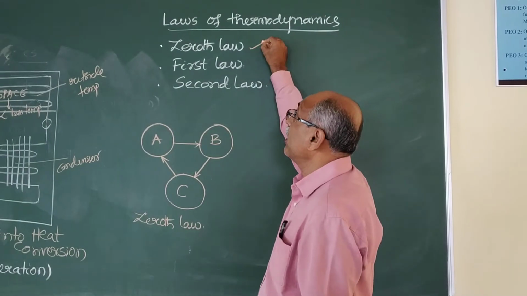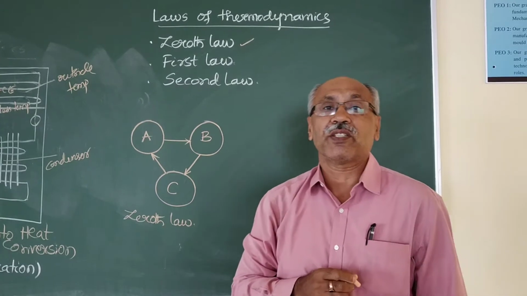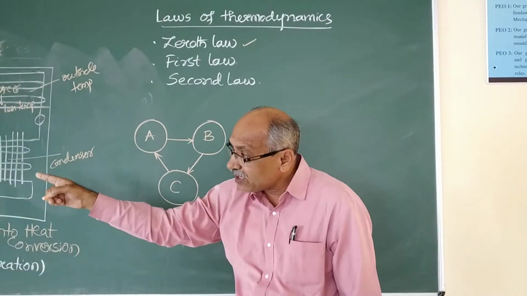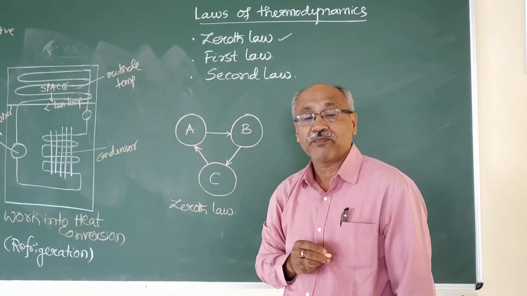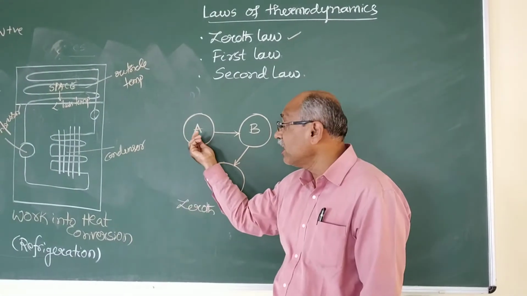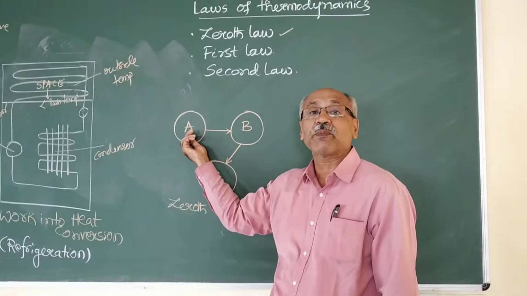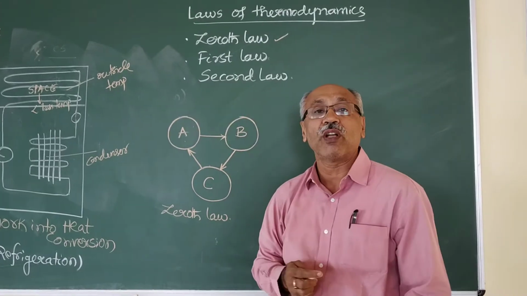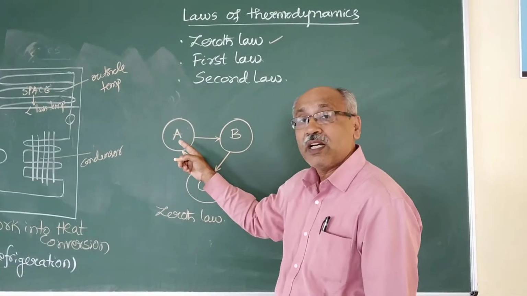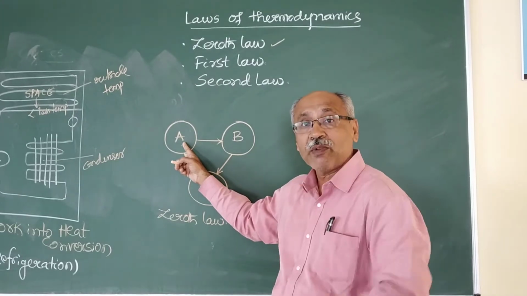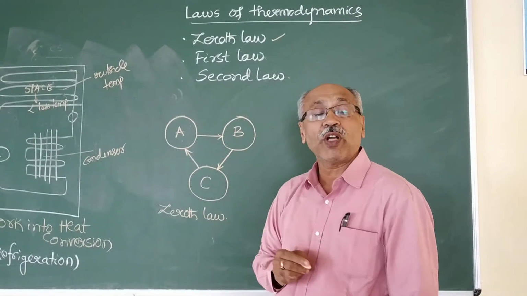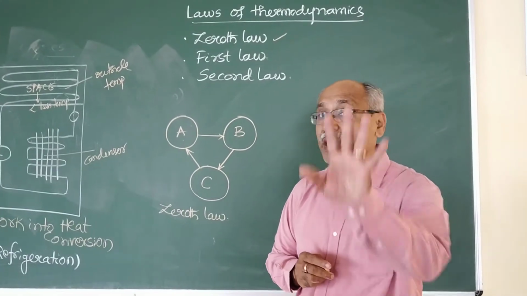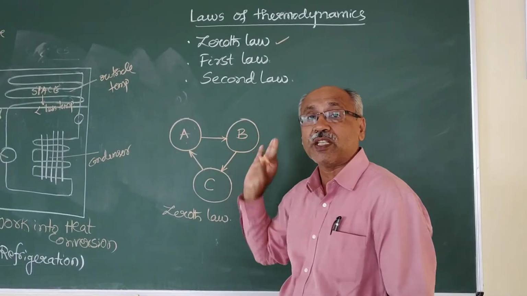The first one is the zeroth law of thermodynamics. Since we have already discussed what is a thermodynamic system, that means anything that contains some amount of specific matter inside. And this is a boundary, and anything outside the boundary is surroundings. Like that, A is one thermodynamic system, B is another thermodynamic system, and C is another thermodynamic system. We have considered three thermodynamic systems here.